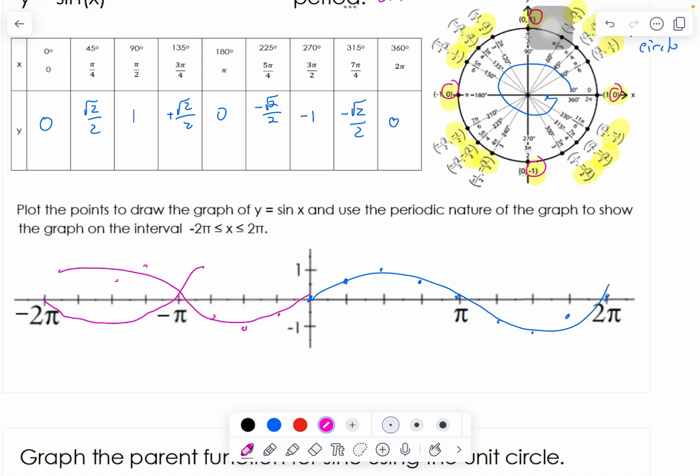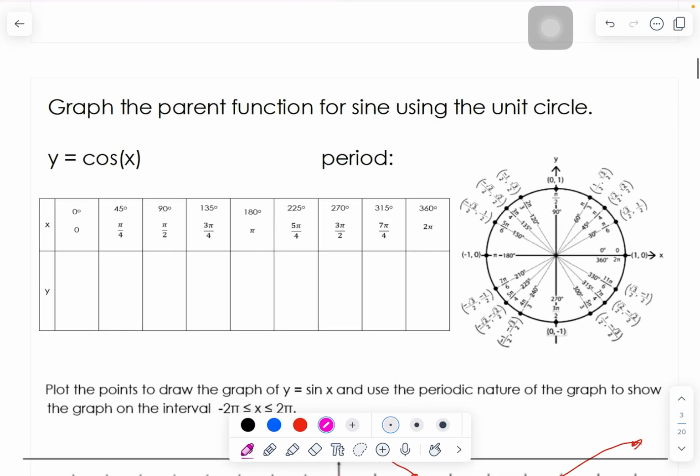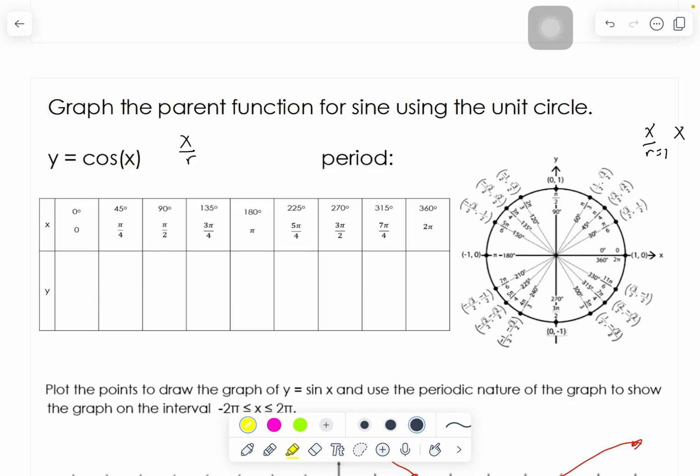Okay. Now, when it comes to cosine, it's a very similar concept, except cosine, remember, is x over r. So if I go with this circle and put in r equal to 1, I can just look at the x values. I'll go to all my ordered pairs and look at just the x's.